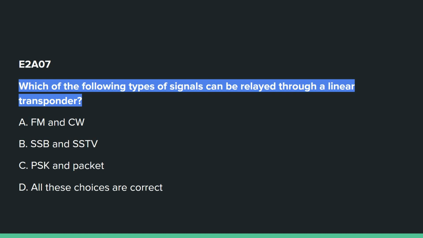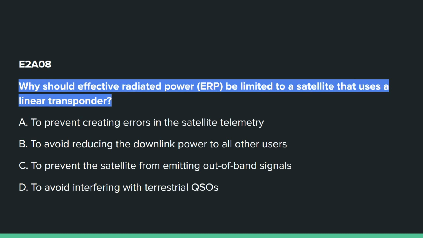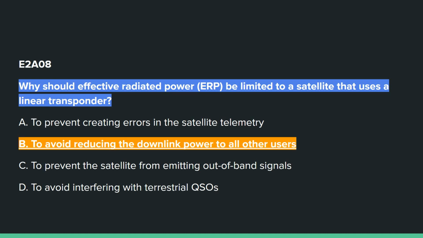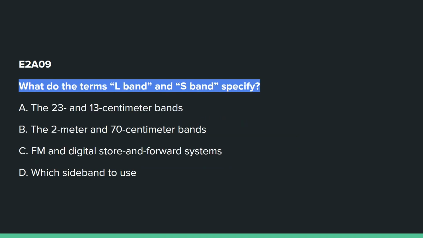E2A07, which of the following types of signals can be relayed through a linear transponder? D, all of these choices are correct, which is A, FM and CW, B, SSB and SSTV, and C, PSK and packet. E2A08, why should effective radiated power be limited to a satellite that uses a linear transponder? B, to avoid reducing the downlink power to all other users.